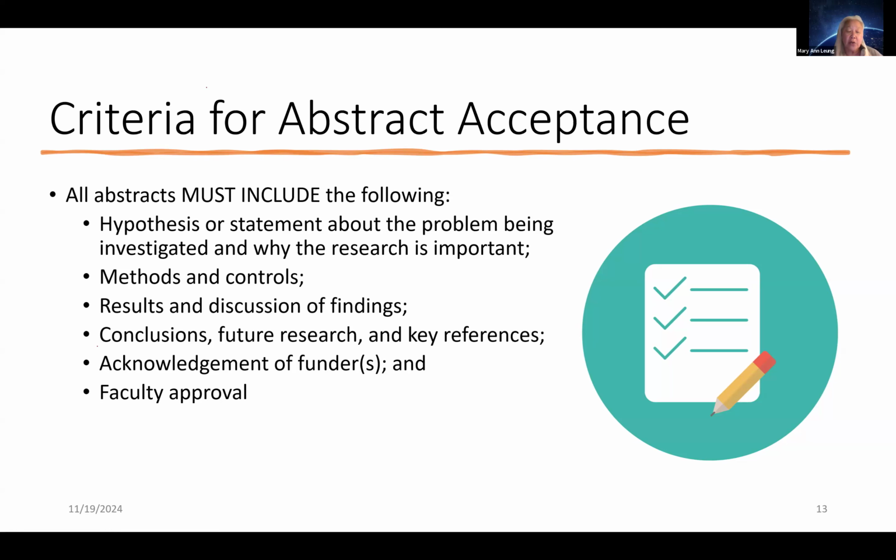The results are what you actually got from your experiments, whether they're field experiments or computer experiments or whatnot. And the discussion is your interpretation of those results. And then, of course, you want to talk about your conclusions. What does this tell you? And any future research that should follow on, and any key references. You always, of course, want to acknowledge your funders and your co-authors or other people that worked with you on the research. You will also need to get your faculty advisor's approval on your abstract.